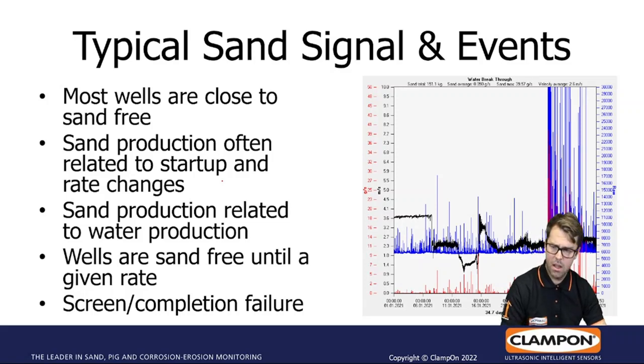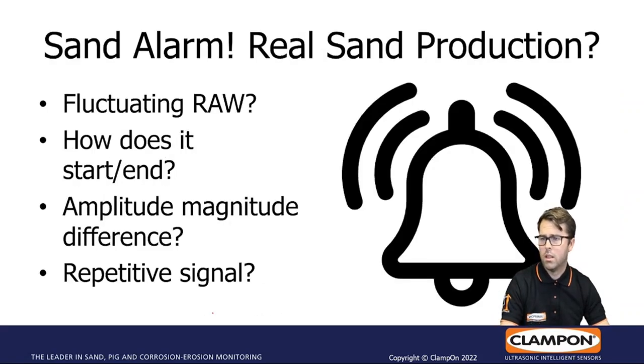We have also seen a thing regarding screen and completion failure, where you have a sand-free well and suddenly things are changing and you get sand production. So when having a sand alarm, is this real sand production? The first question you should ask yourself is, are the raw values fluctuating, or is it pretty stable? And how does this event start and end?